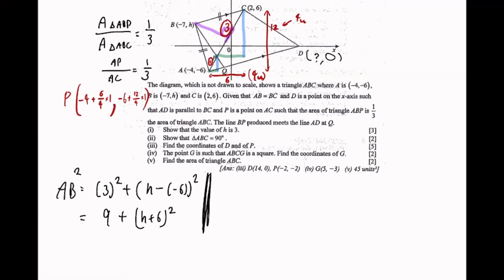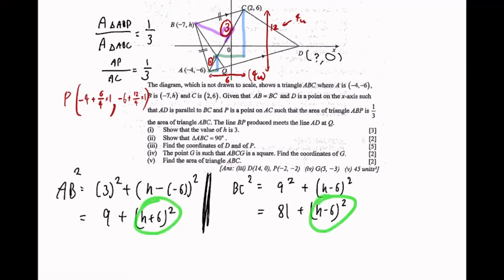Then let's look at the other length, which is BC square. So you have x minus x, that's 9 square, plus y minus y, so (h minus 6) square. 9 square is 81 plus (h minus 6) square. Here you have h plus, here h minus, they are not the same. If you try to combine them, you may get a square minus b square format, but there's no point in doing it.